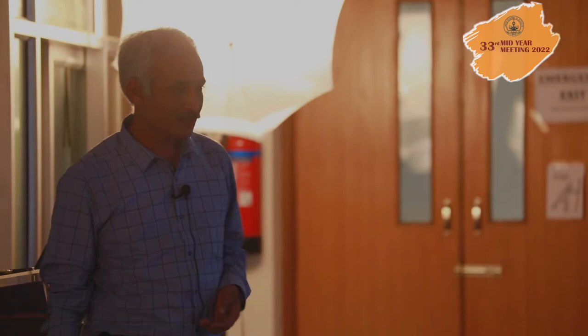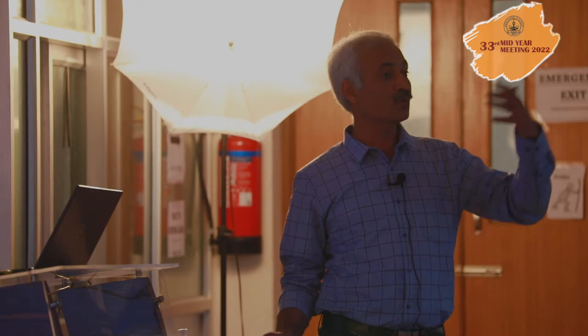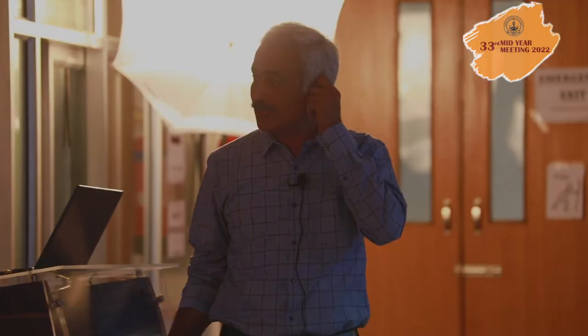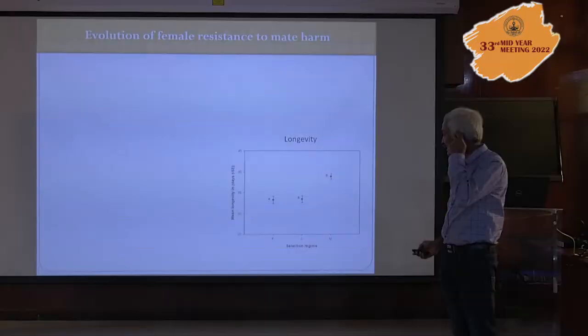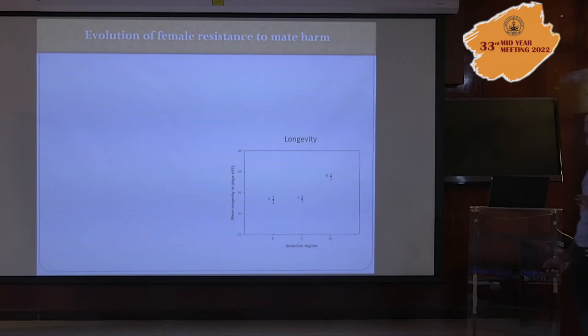You would expect the females from the male biased populations to have become more resistant to mate induced harm compared to females from the female biased population. So is that the case? You can again look at mate harm in two different ways. Look at the survival ability of the females and how many progeny they produce.